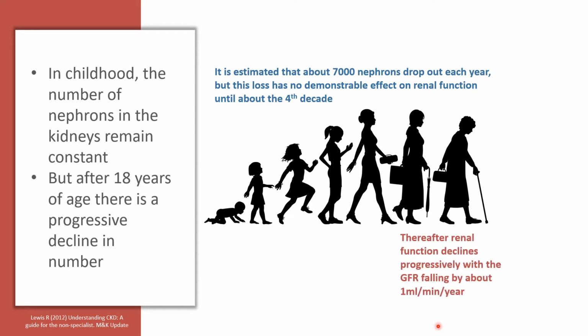Now, after about the age of 40, kidney function declines progressively, and this is where the GFR comes in, the glomerular filtration rate. And this drops by about 1 mil every single year. And this is one of the reasons why, as we get older and our GFR starts to drop, elderly patients can have an eGFR that is less than 60, but that's not because they've got a disease, it's because of this 1 mil per year loss after about the age of 40.